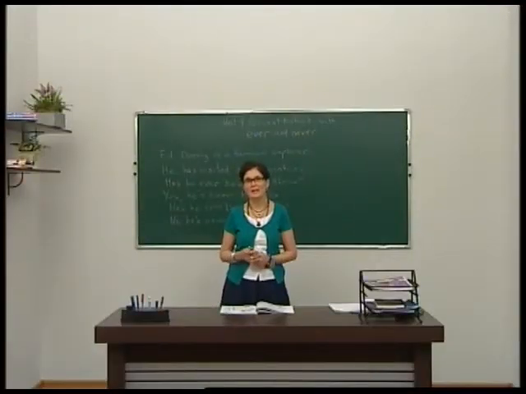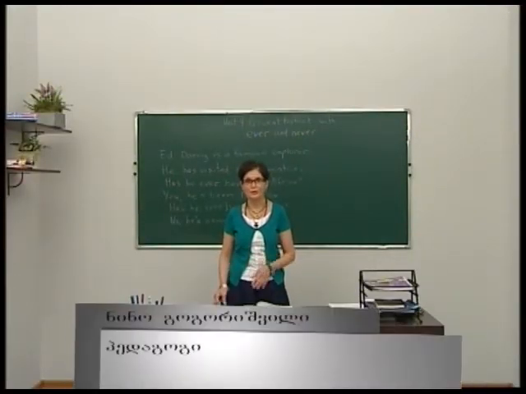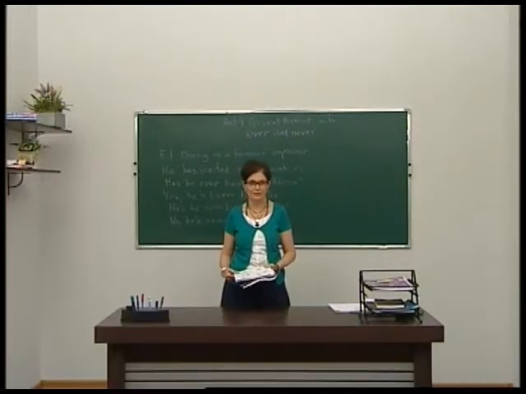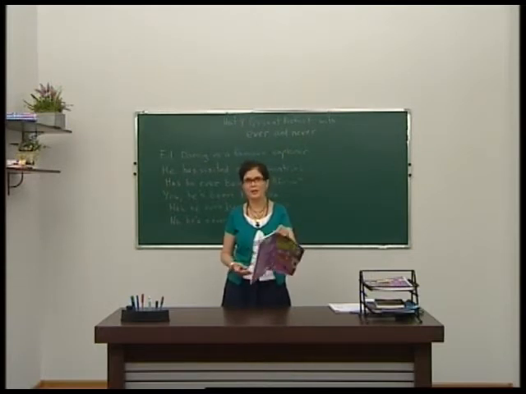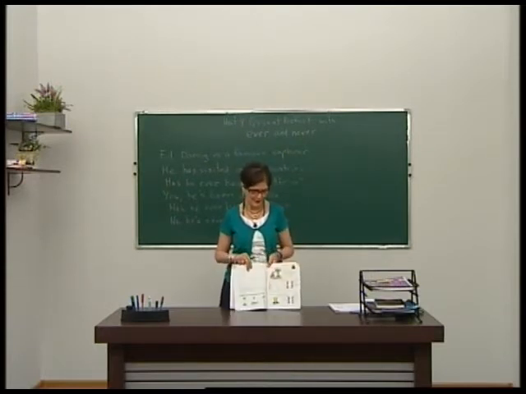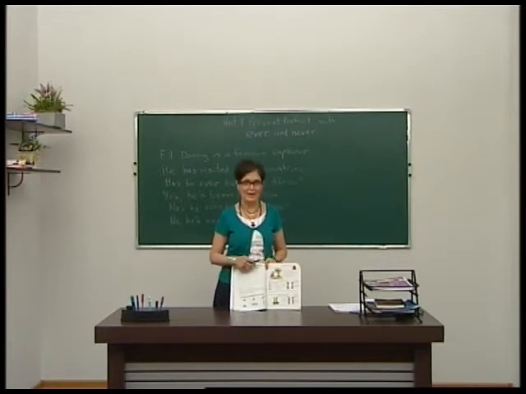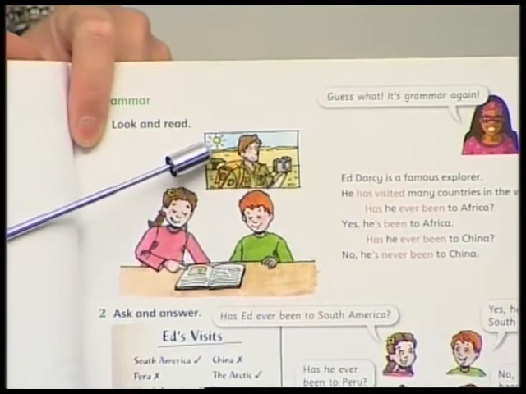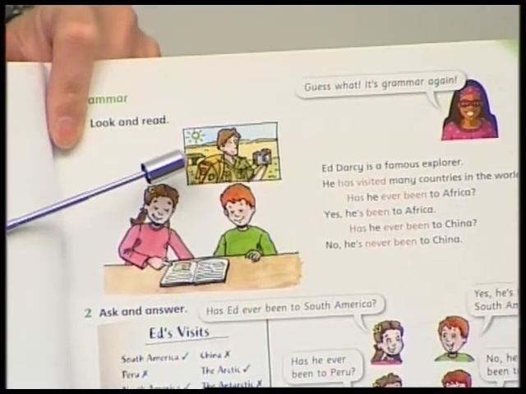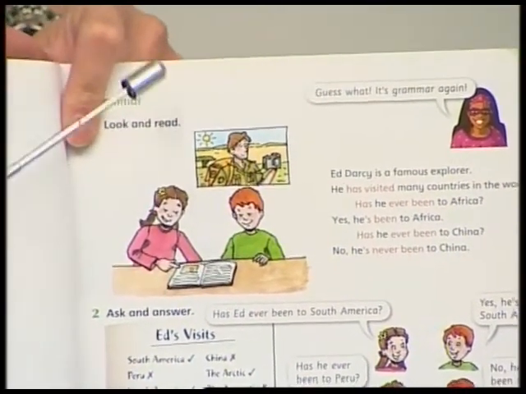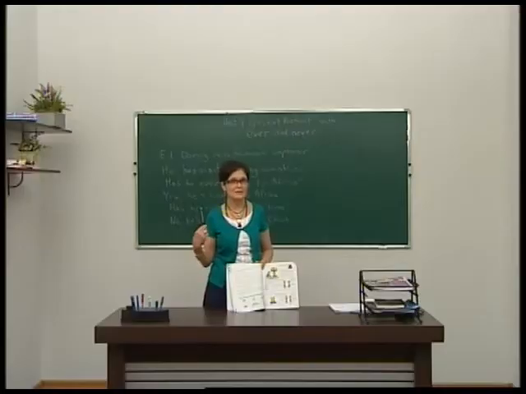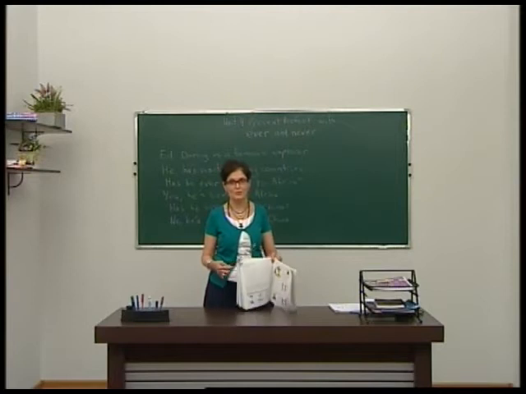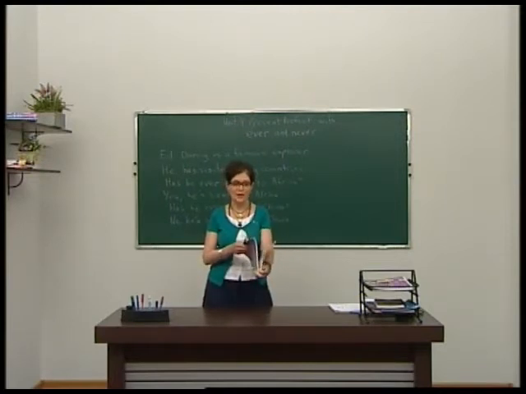Hello, today we shall have grammar class, Unit 4, and today we shall learn about present perfect with ever and never. Before we go to the blackboard, open your student's pupils book at page 51. You can see the picture of the man. This man's name is Ed Darcy. He's a famous explorer. Now, let's go to the blackboard and read the sentences. The same sentences you can find in your books, but I put it on the blackboard so that you see better.